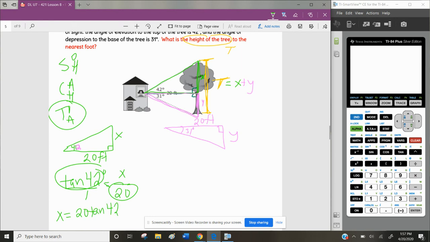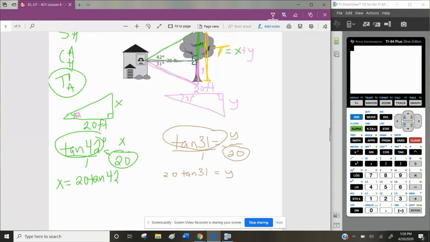Again, tangent, sine and cosine have to be done on degree measures. So you cannot multiply 20 times that 42 and do the tangent of 840 or whatever you would get for that answer. So we have our reference angle of 31. In this triangle, we have the opposite and the adjacent. So tangent of 31 equals my opposite y over my adjacent 20. Again, that 20 goes out in front, multiplied times the tangent of 31 equals y.